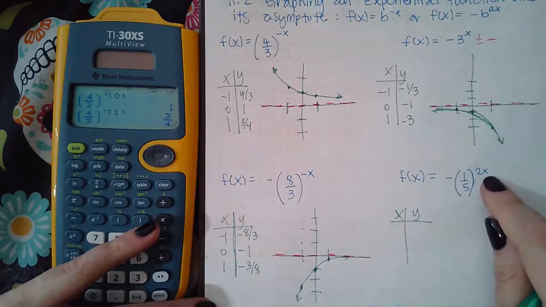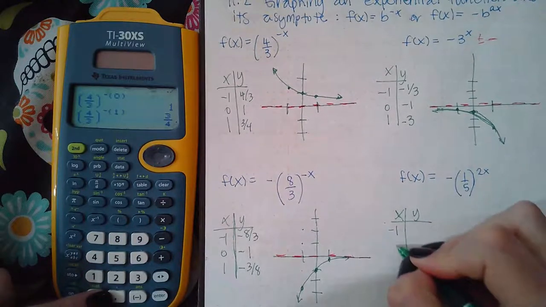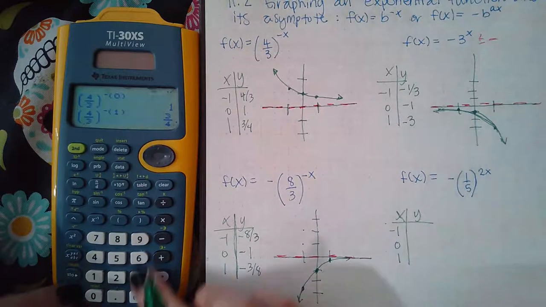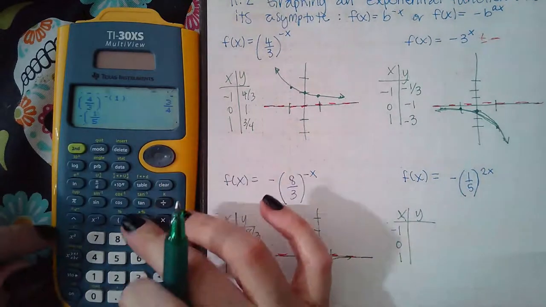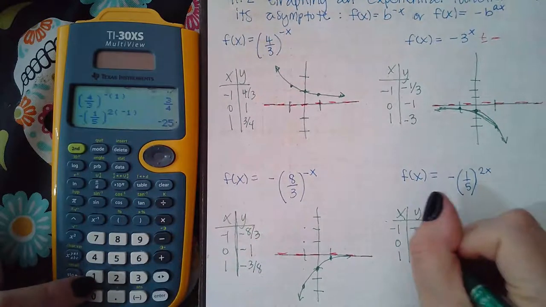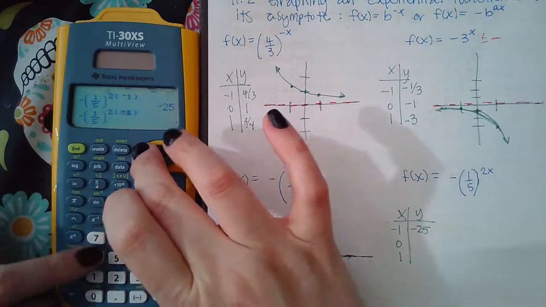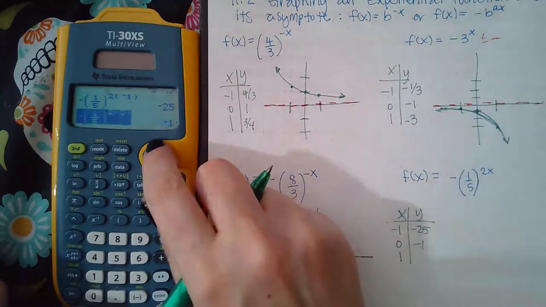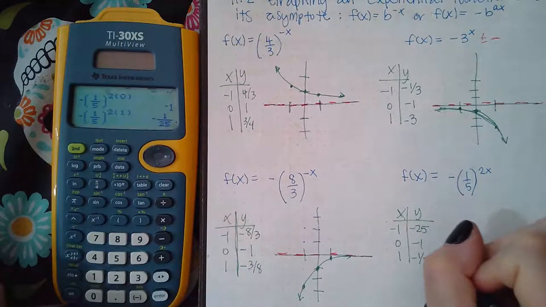Notice I have 2x there, so make sure you put that in the calculator. So negative 1, 0, and 1. So negative parentheses 1 over 5, close it, raise to the 2 times negative 1. Negative 25, 0, negative 1, and negative 1 over 25.